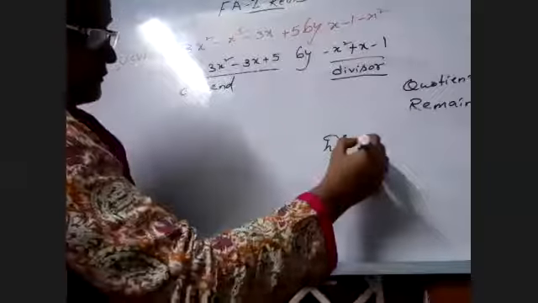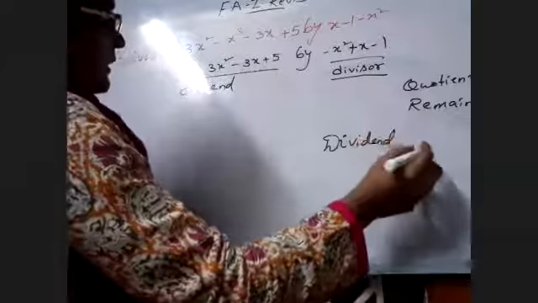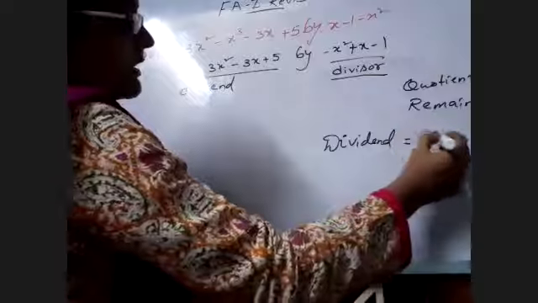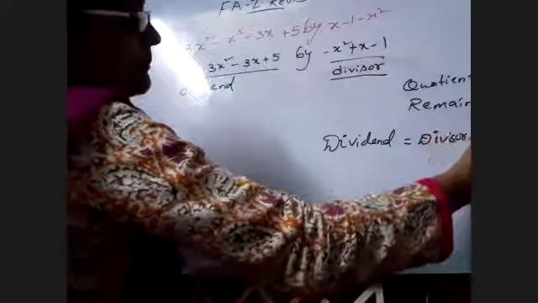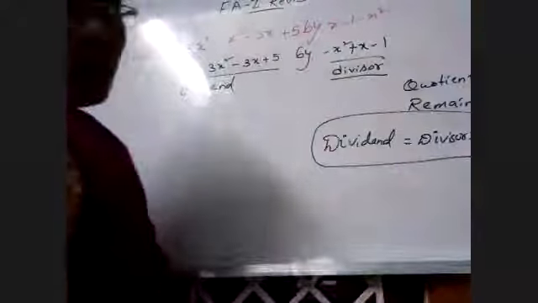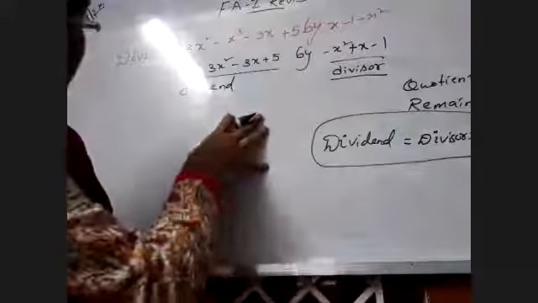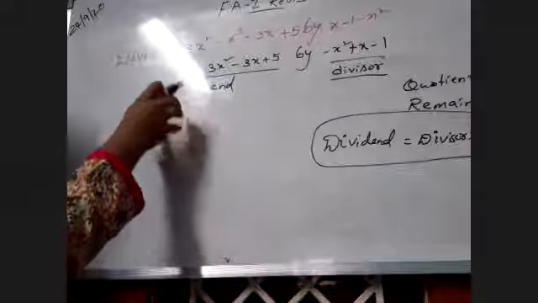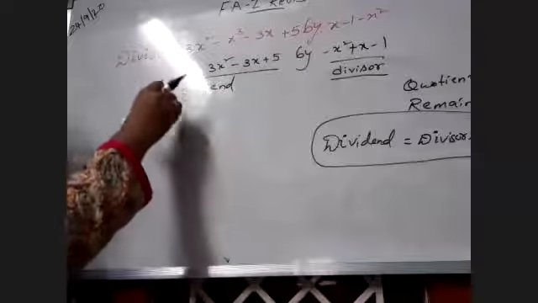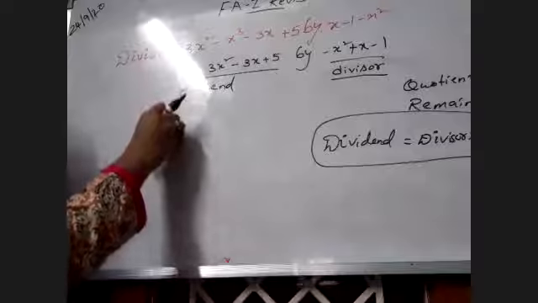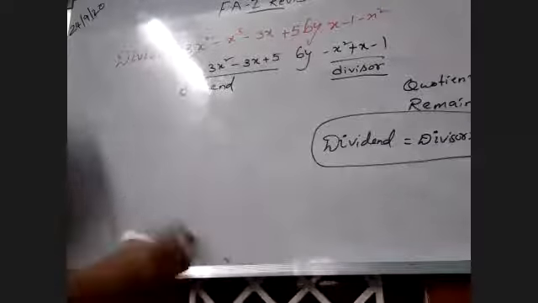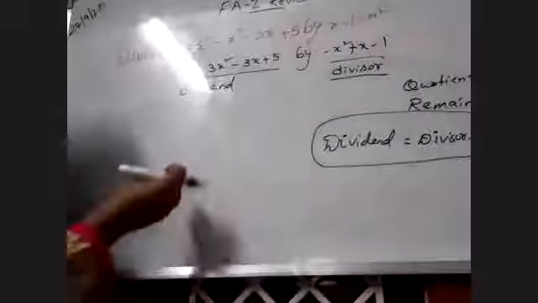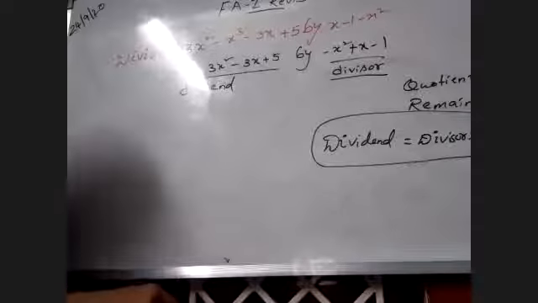So our formula for the division method is: dividend equals divisor into quotient plus remainder. If the dividend equals that, then the division we did is correct. Suppose you take any example with x square terms and do the division. In earlier classes, we just had numbers and we were dividing numbers.